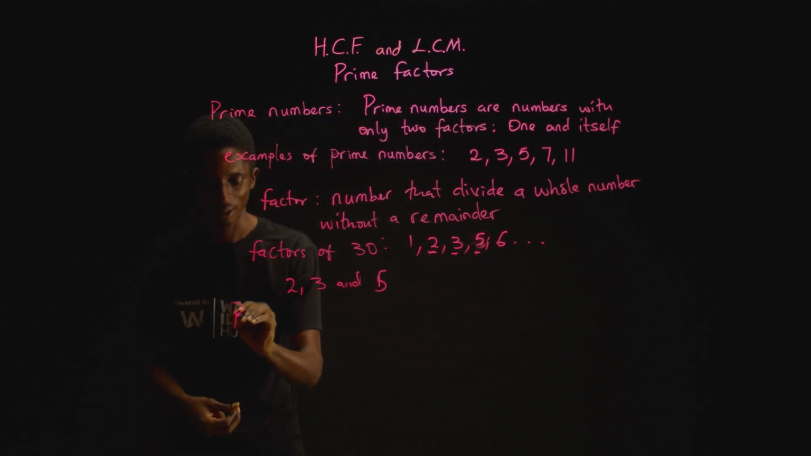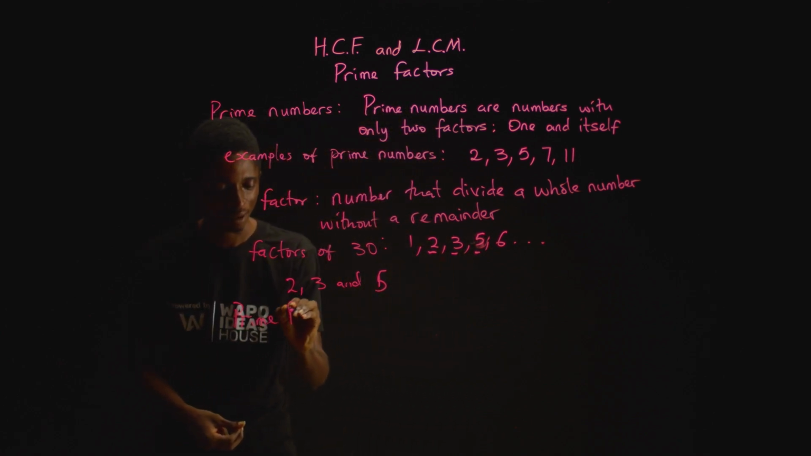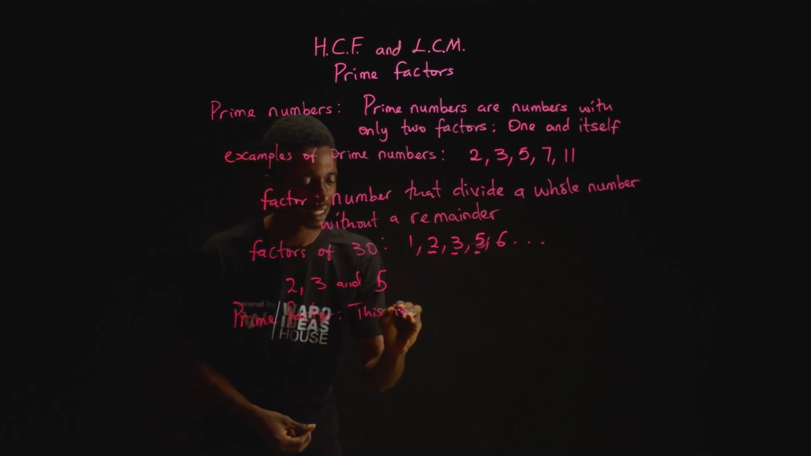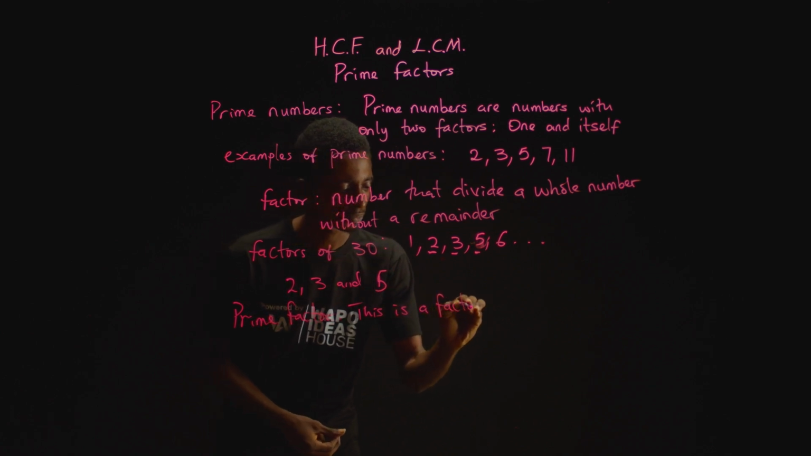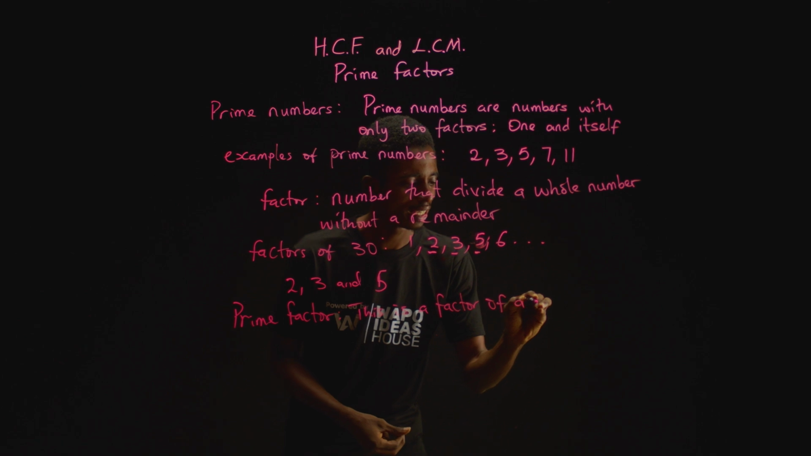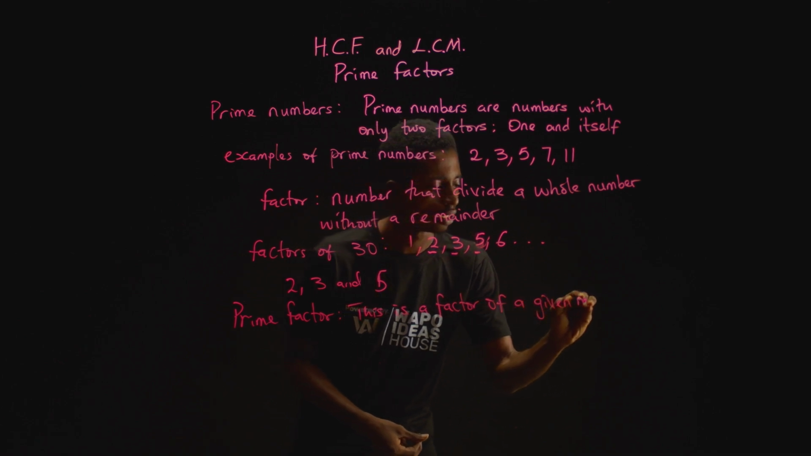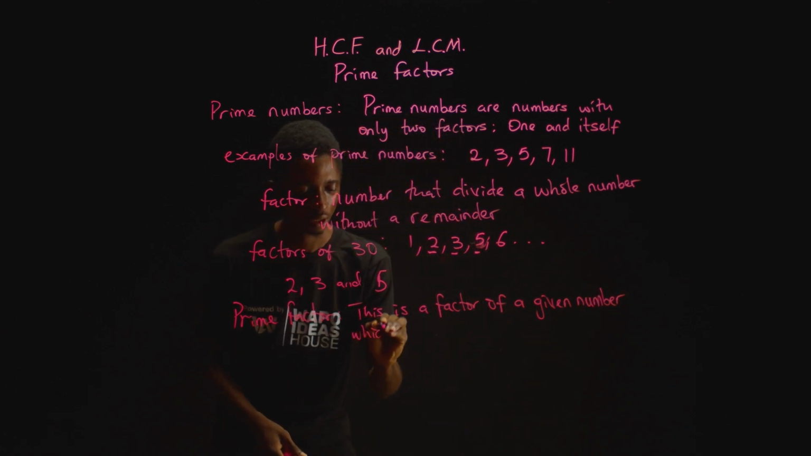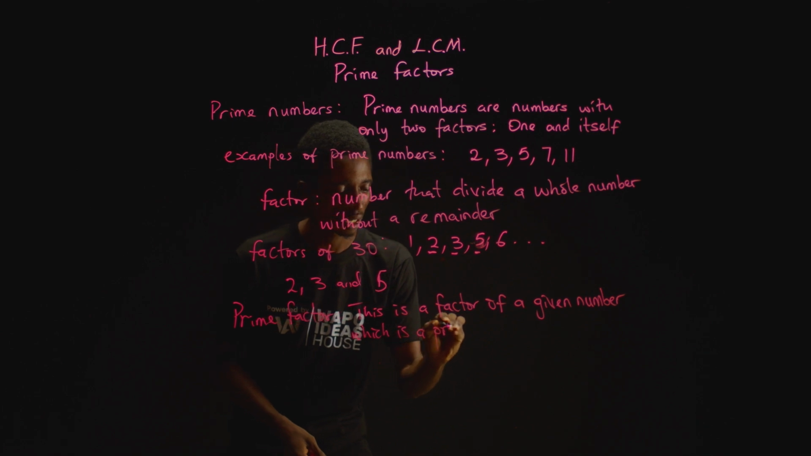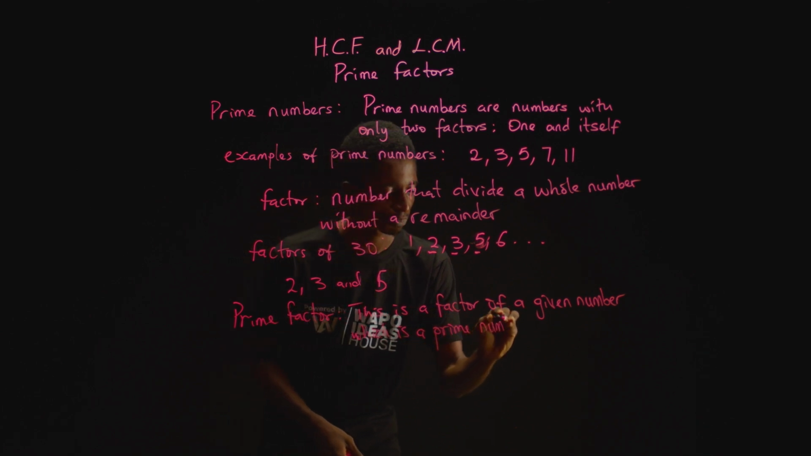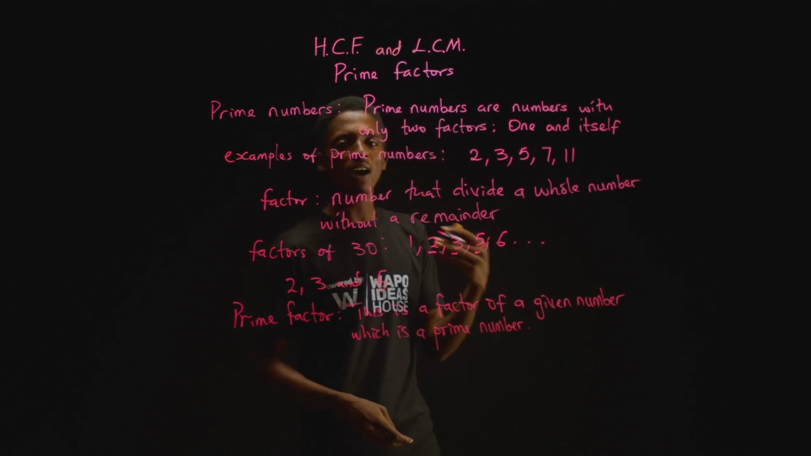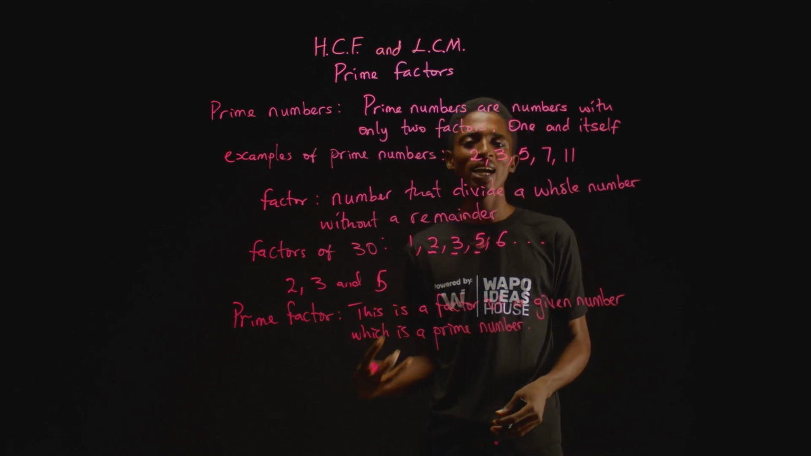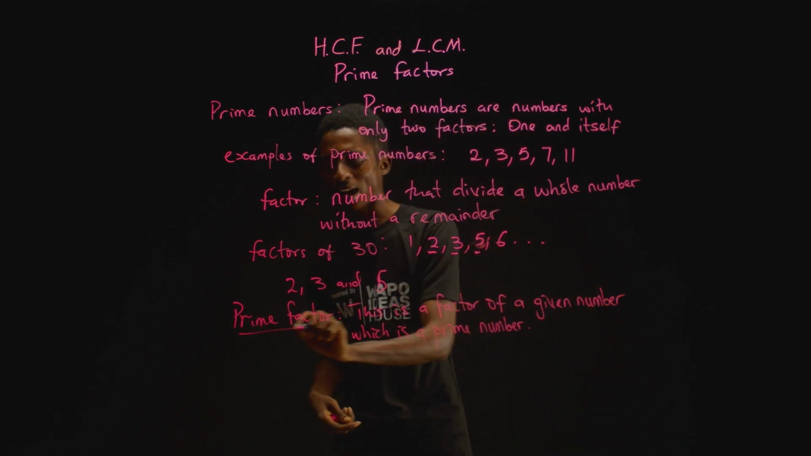So let's put that down. Prime factor: this is a factor of a given number which is a prime number. So that is when you find prime numbers within a set of factors of a given whole number. Those kinds of factors are known as prime factors.